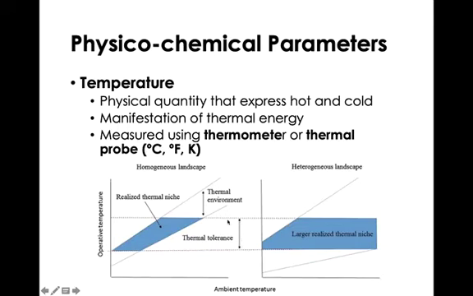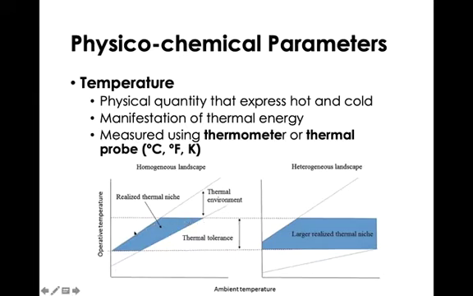Ibig sabihin that this particular range of temperature is actually the range where these organisms can survive. At the same time, you have here the range of the thermal environment. So in the tolerance and thermal environment, you have here this portion, this is what we so-called the realized thermal niche. Kumbaga, if you try to sum the thermal tolerance and the thermal environment, that is actually what we so-called the fundamental thermal niche ng isang organism.